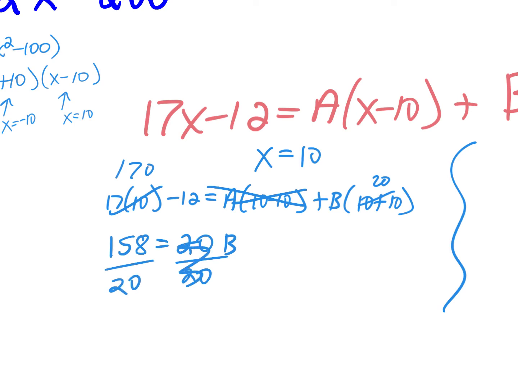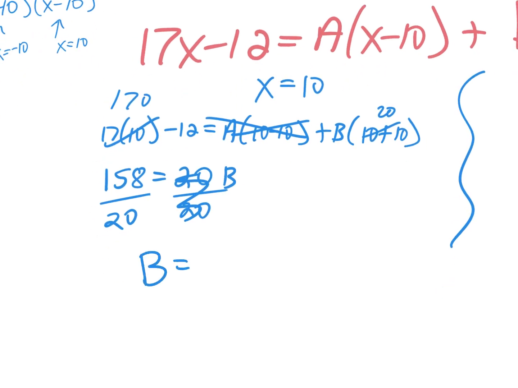I saw yesterday in your practice, some of you left that as 158 over 20. Can we reduce that? You have to reduce it. Some of you changed it to a decimal. We don't want decimals. 2 goes into 158 and 20. This would be what, 79 over 10? Okay, good.